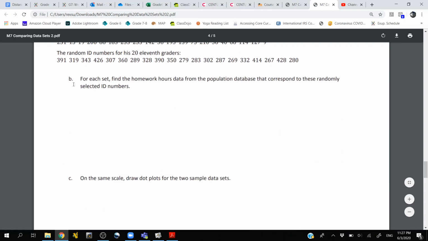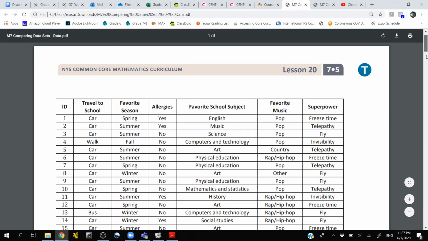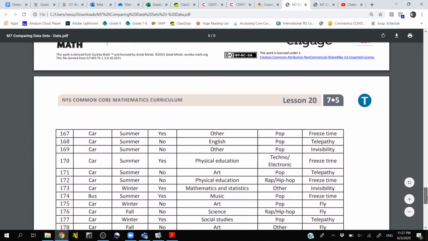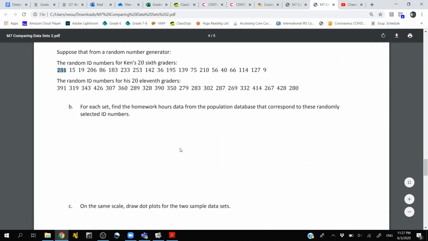Great. For each set, find the homework hours data from the population database. So this is saying number 231, find the homework hours data. This is the wrong data, but you would go down to number 231, which I don't have. Let's say this is 231, and I would find the homework data wherever it is. Sorry, my data set's wrong.